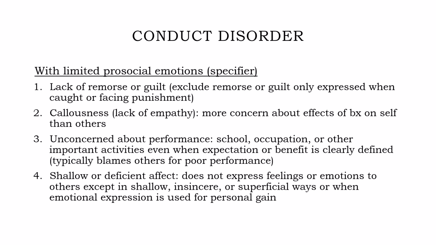So now just to talk about the specifiers, we've got this with limited prosocial emotions. So we're going to use this when we've got at least two of these criteria present pretty consistently in the past 12 months, in multiple settings and relationships with others. And the article that I'm going to have posted is going to talk a lot about these specific symptoms.